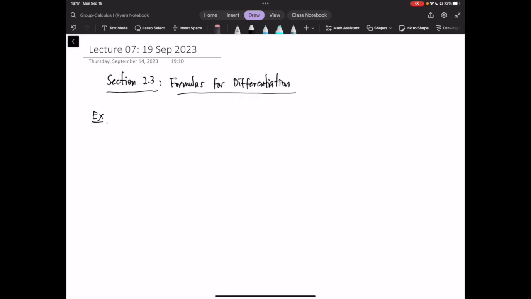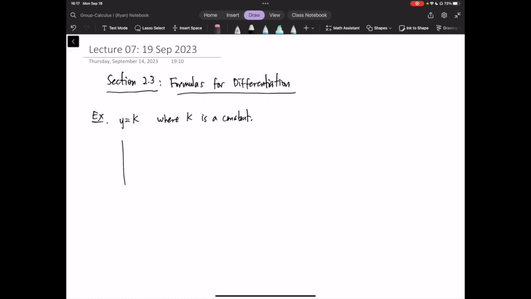So the first one, we're just going to build up here in level of complexity of the functions. Let's say that we have a constant function, so like y equals k, where k is a constant. Constant just means that the function is always equal to the same number. All right, so here k is a number, and we just say that y is equal to k.